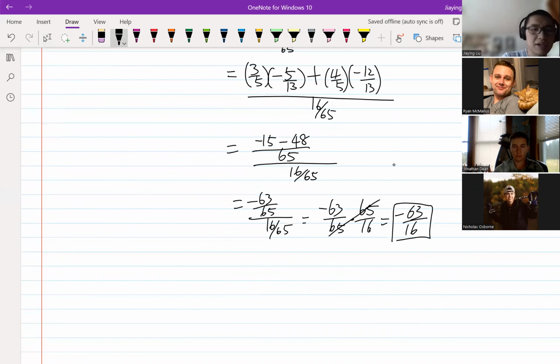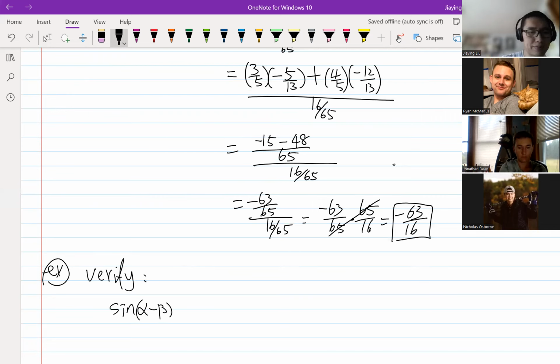All right, so the next example, what we're going to do is we're going to use the sum and the difference of angles formula to verify identities. So it says verify the following identity, which is sine alpha minus beta divided by cosine alpha cosine beta, and it's equal to tangent alpha minus tangent beta.